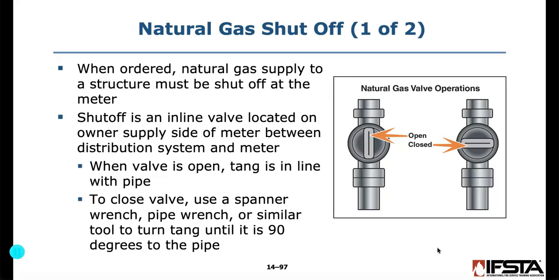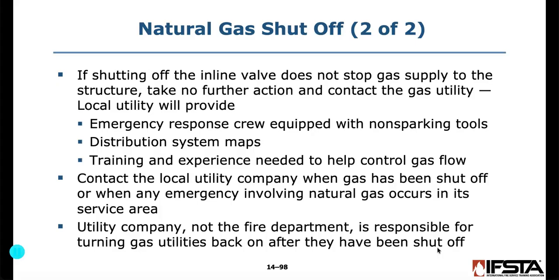So you might need a pipe wrench, or you can use one of your other tools, a spanner wrench, or you can even use the forked end of your Halligan tool, right? Shutoff is an inline valve located on the owner supply side of the meter between the distribution system and the meter. When the valve is open, it is inline, and when it's perpendicular, it's closed. If you're shutting off the inline valve and it does not stop the gas supply to the structure, take no further action and contact the utility company. So if it doesn't work when you shut that off, then something else is wrong, right?